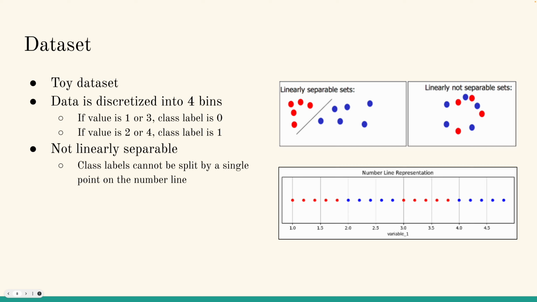And so when we're looking in 2 dimensions, we consider a line. When we look in 3 dimensions, we consider a plane, and anything higher than 3 dimensions, we would look at a hyperplane. Similarly, for a number line representation, or one-dimensional, we're actually just looking for a single point that could divide the class labels.